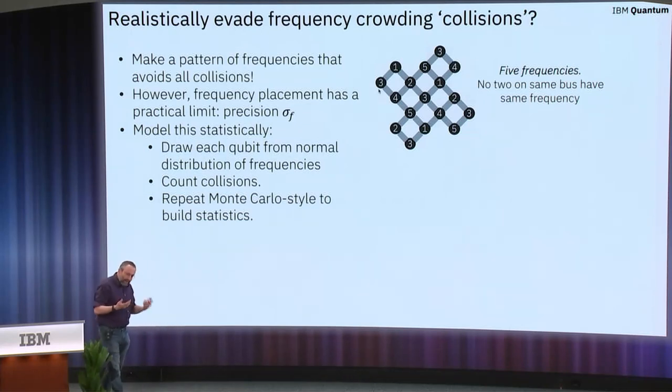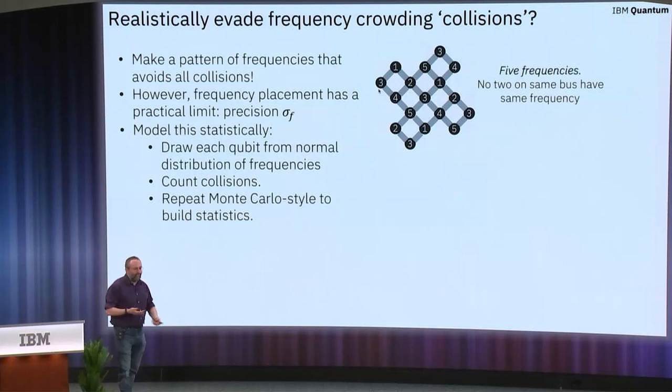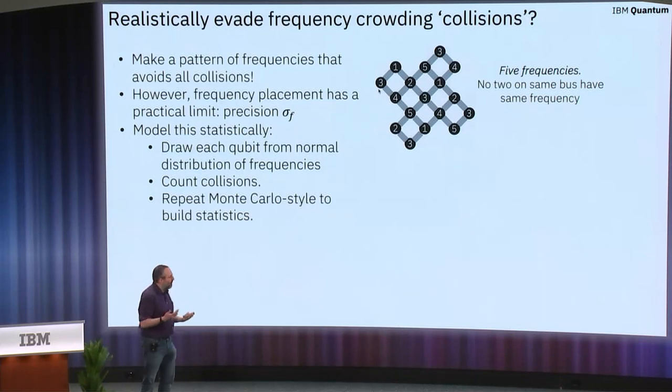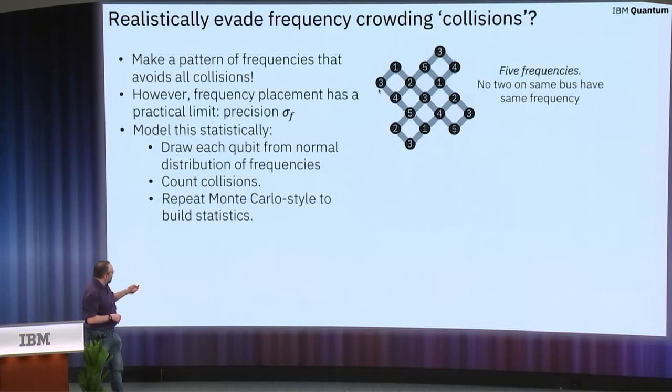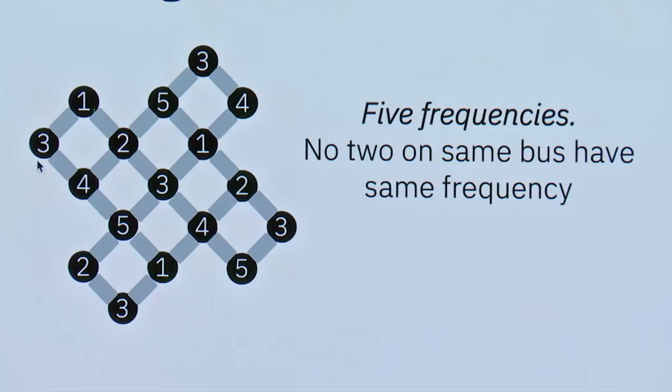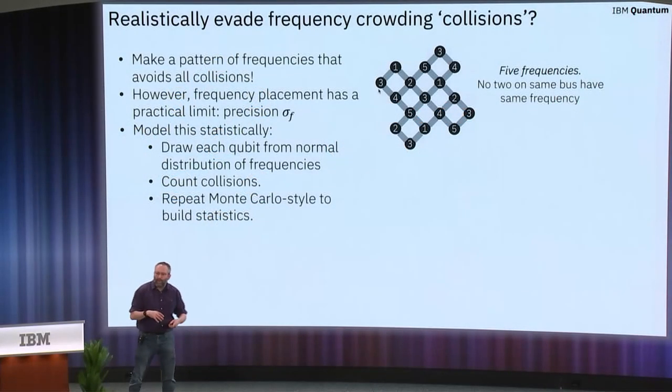But we know that in setting frequencies of fixed frequency qubits, there's some imprecision in setting those frequencies. So we want to try to develop some model for how this will scale. And we can do that by treating each of these frequencies as a median frequency with some distribution, randomly assigning the frequencies drawn from that distribution, counting the collisions, and repeating this in Monte Carlo style to see how many collisions you're likely to have among the frequencies, and then to see how likely you are to have a collision-free chip.